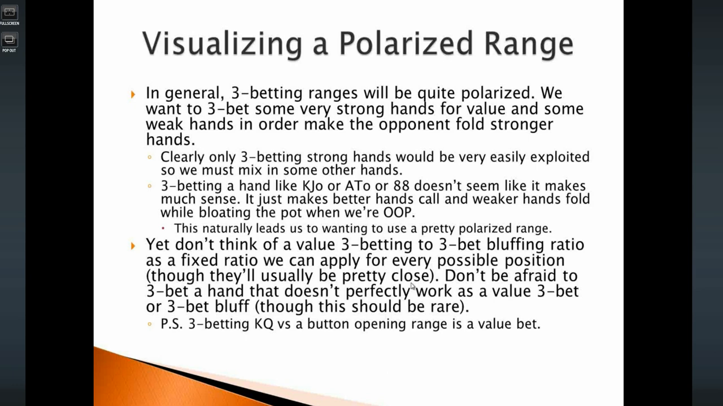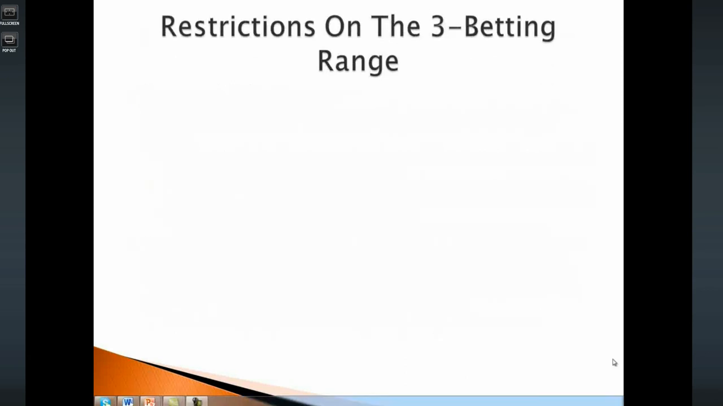Because whether or not you have a range that has a lot of aces or a lot of king-queen is going to greatly change how many bluffs you can have, because the equity difference between king-queen and aces is so huge. Alright, so now we're ready to move on to the restrictions of the 3-betting range.